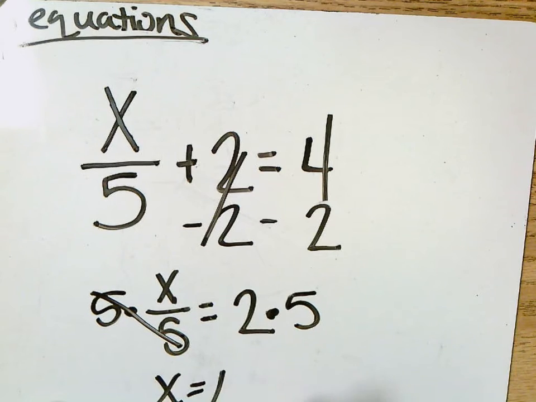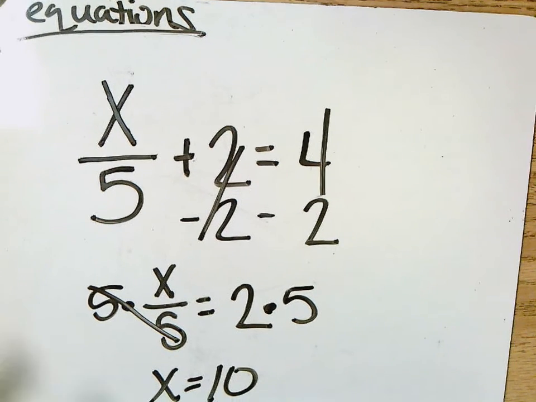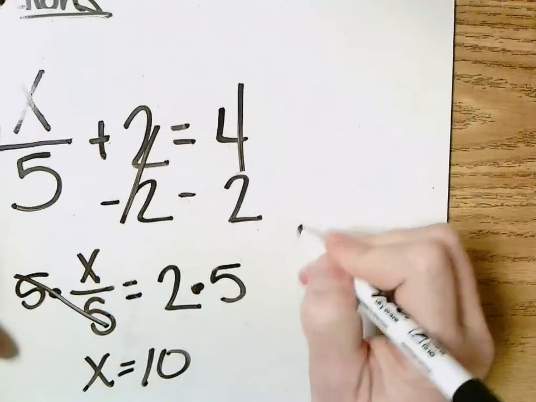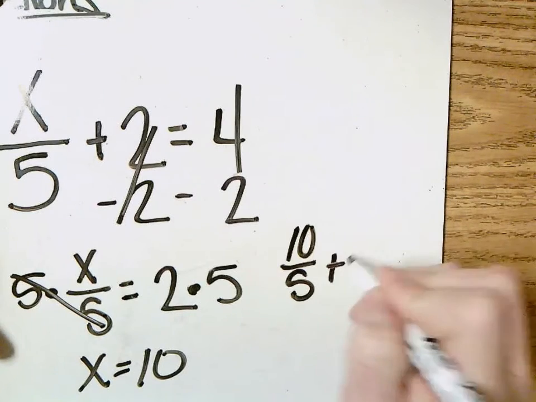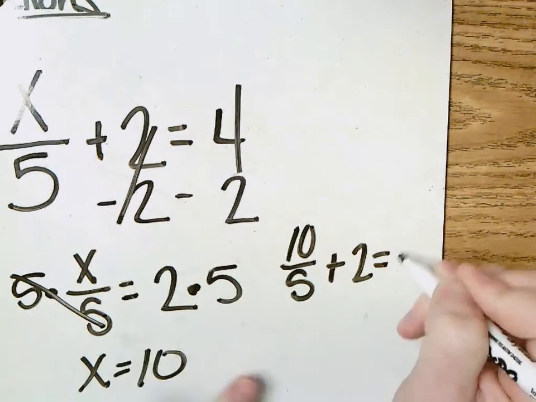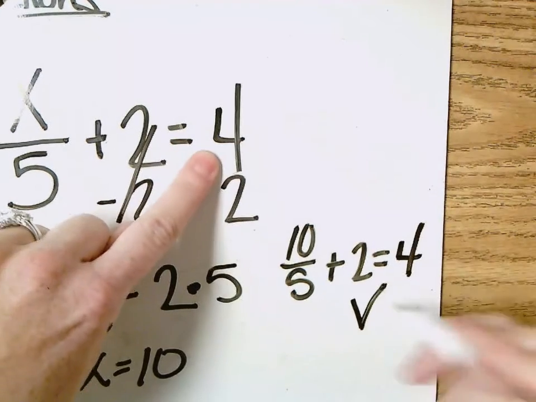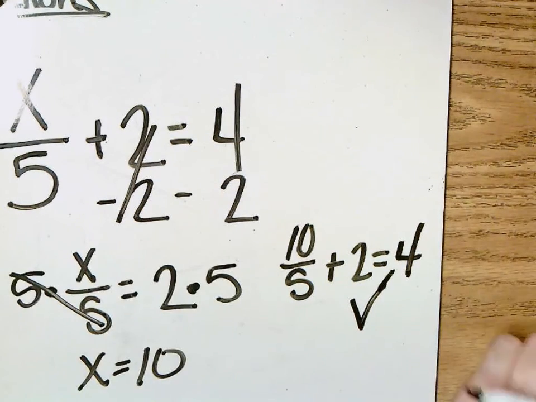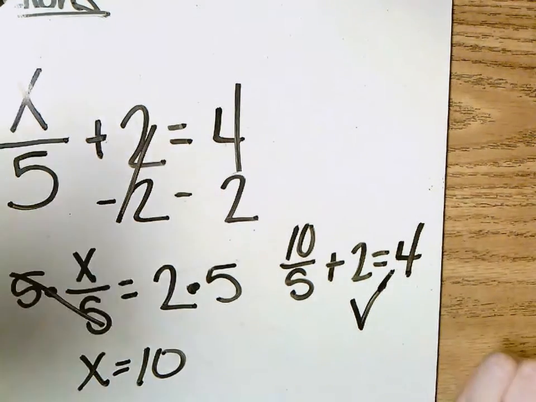So x equals 10. Always, always, always plug it back in. So we think 10 divided by 5. 10 divided by 5 is 2, plus 2 is 4. I am correct.